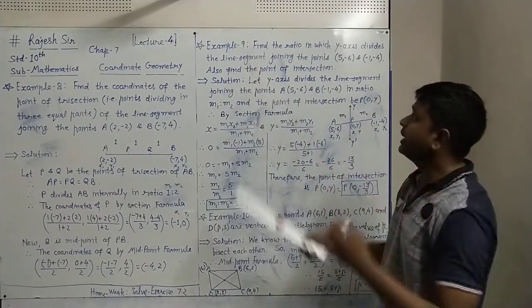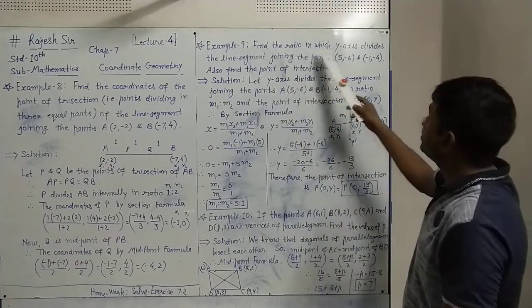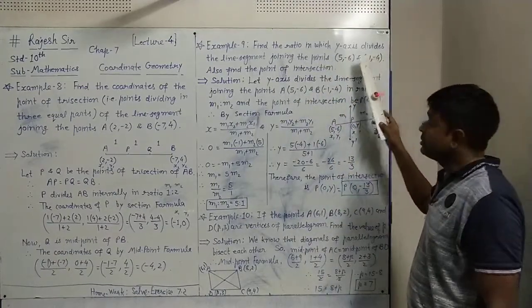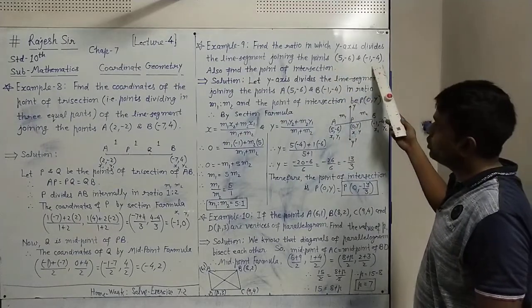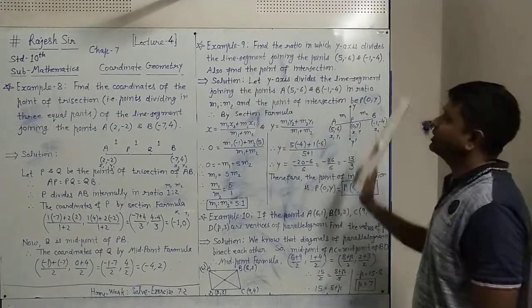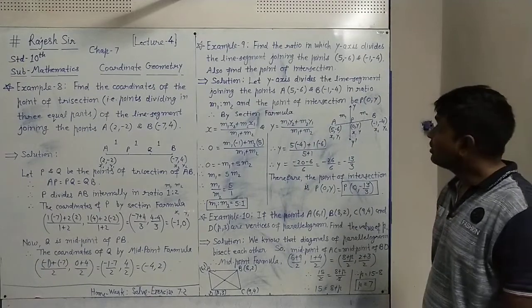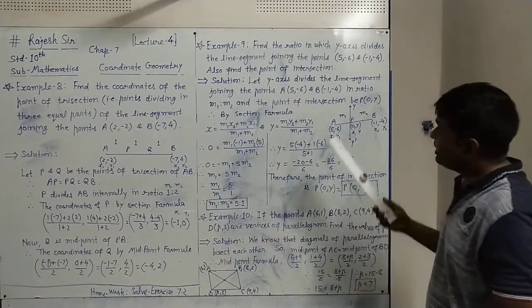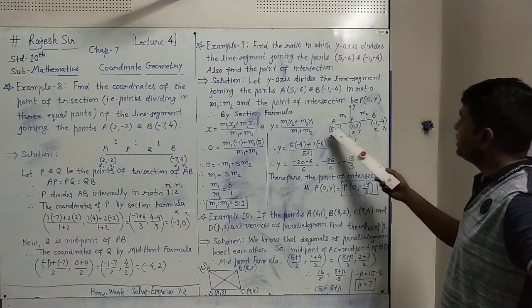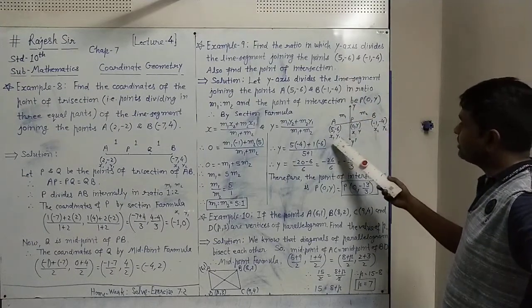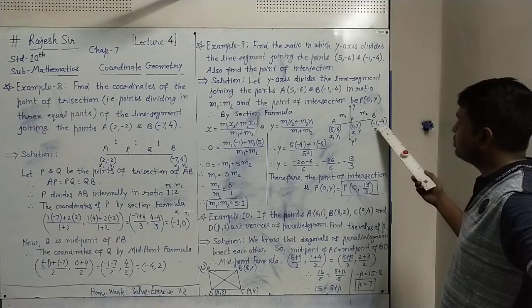Next is example 9. Find the ratio in which the y-axis divides the line segment joining the points (5, minus 6) and (minus 1, minus 4), and also find the point of intersection. So to understand this, we draw the figure: the line segment joining A to B. A is (5, minus 6), B is (minus 1, minus 4).